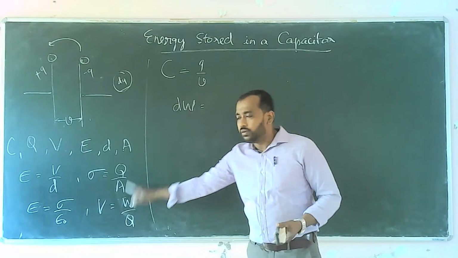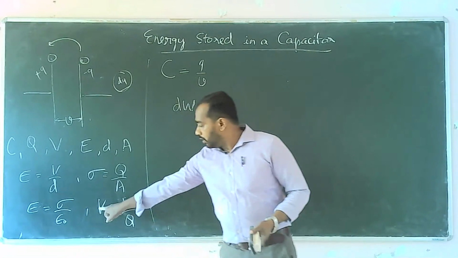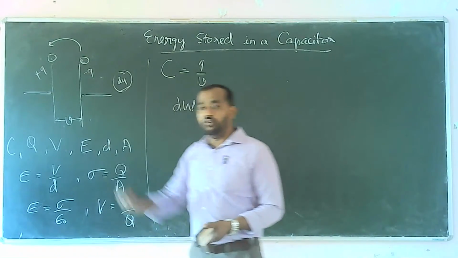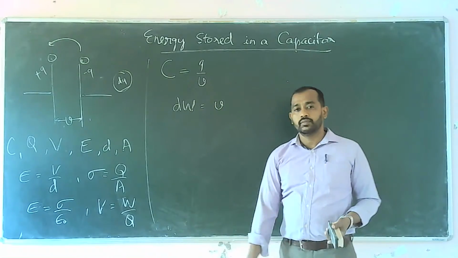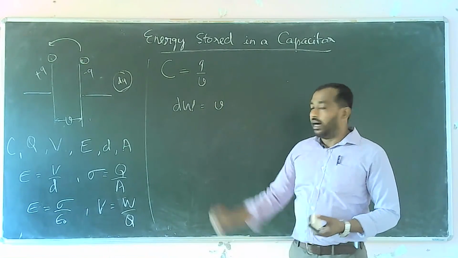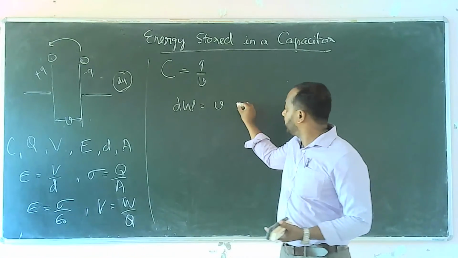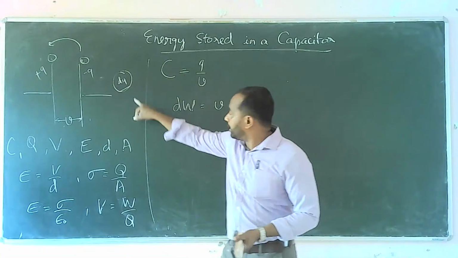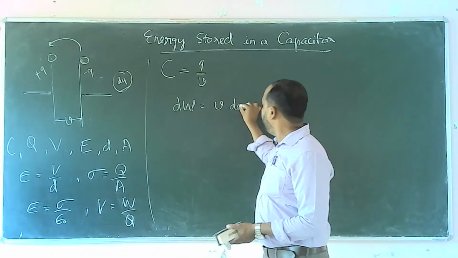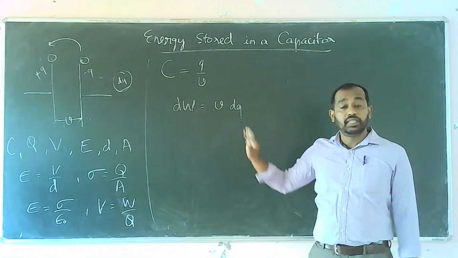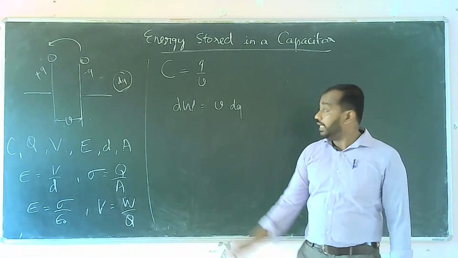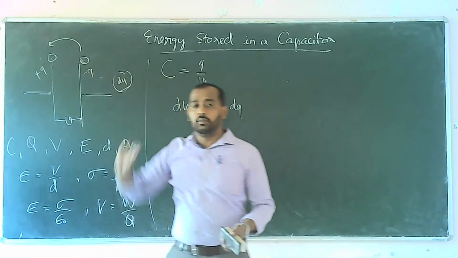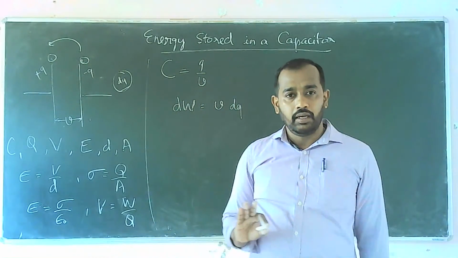So instead of W, we have written dW. Here, the voltage is the same, equal to small v, and the amount of work done will be equal to the charge which has been added, that is dq. So it will be represented as V into dq. This is the expression for the amount of work done in adding dq amount of charge when the capacitor already has a plus q amount of charge. Okay, is that clear?